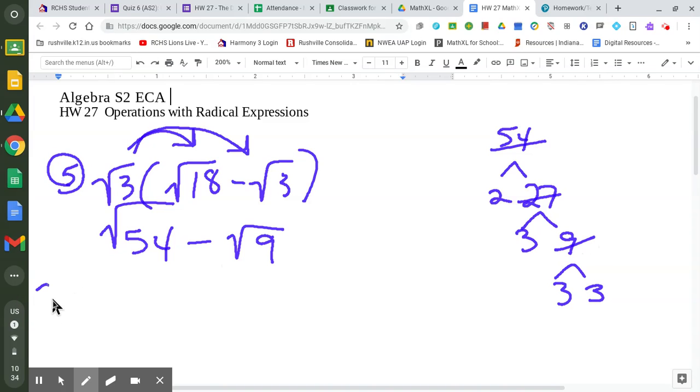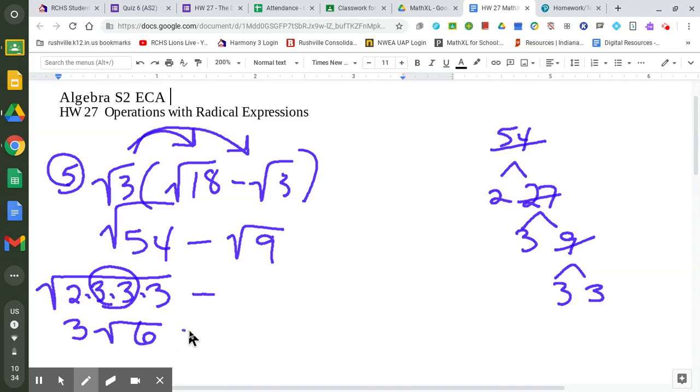So the square root of 54 is the same as square root of 2 times 3 times 3 times 3 minus, and then I've got a pair of 3's. And then on the inside, I have the 2 and the 3 left, so I multiply those together to get 6 minus, and then the square root of 9 is 3. So my answer is 3 square root of 6 minus 3.